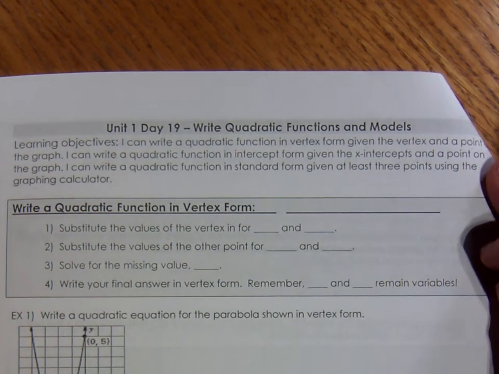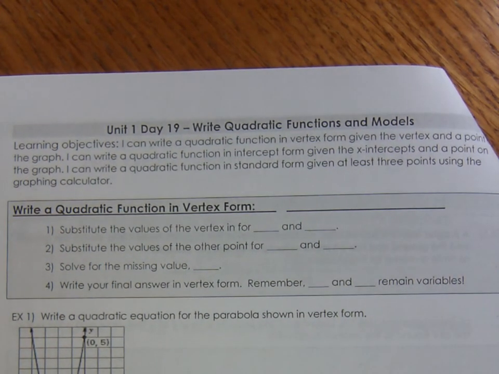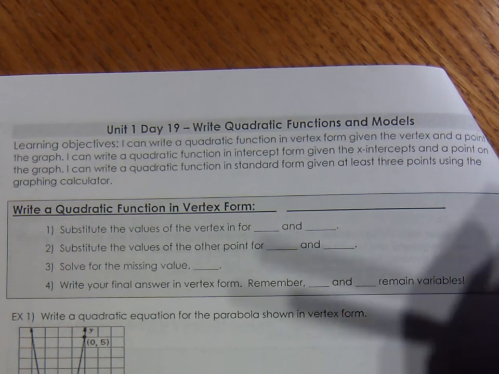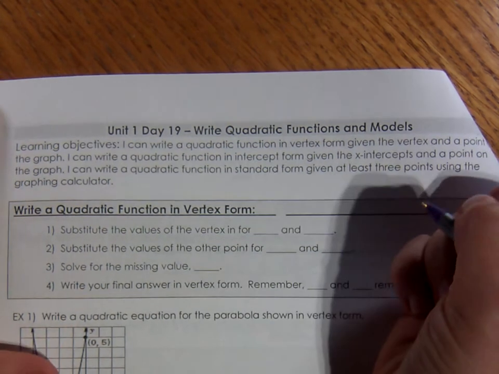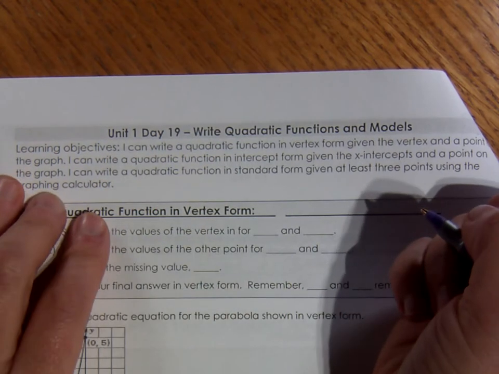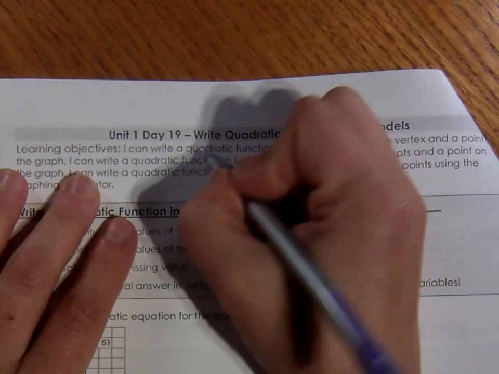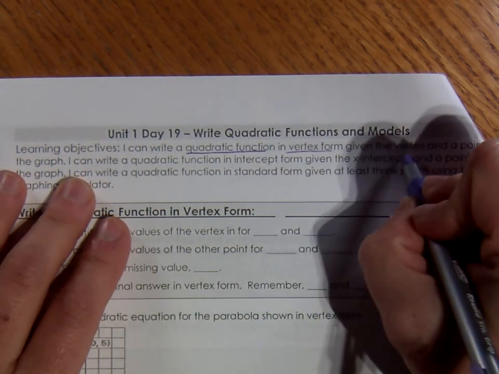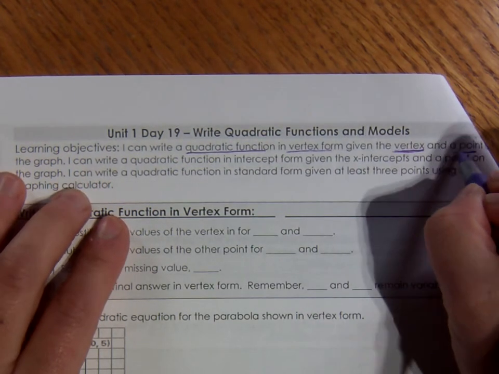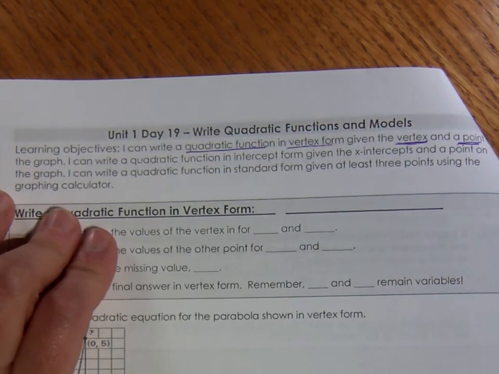Hi everyone, for today's lesson, we are going to learn how to write quadratic functions and models given information. So our learning targets for today is for you to be able to say, I can write a quadratic function in vertex form, given the vertex and another point that's on the graph.